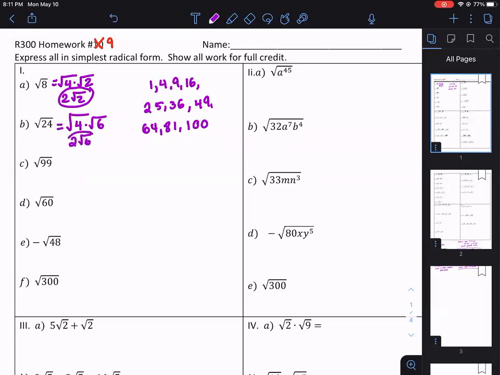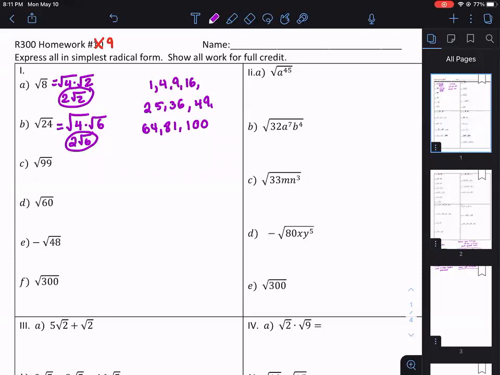Someone did email me and said, does it matter what order I put my perfect square or my non-perfect square? The answer to that is no. The reason why we tend to want to put the perfect square first is because it is easier for us to just say, okay, so the perfect square is 4, and when we take the square root, it becomes 2. And so there's not really any more work we need to do regarding that.